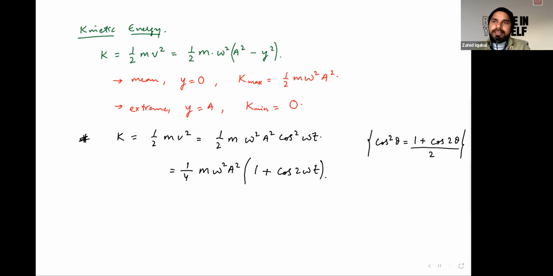Now again in this part we have angular velocity as twice omega. So we can say kinetic energy will oscillate with twice the angular velocity of displacement or velocity. Or you can say it will have a time period half that of displacement.